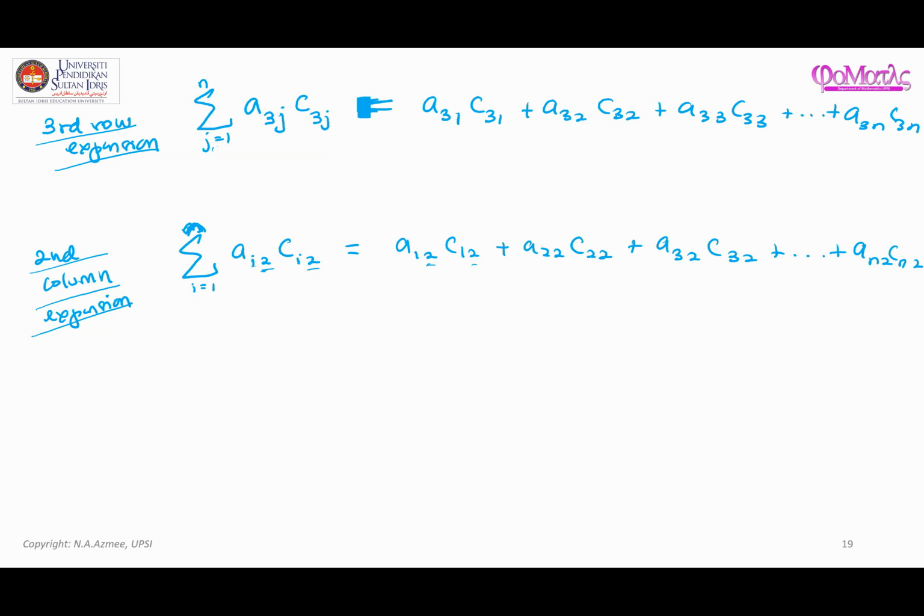Alright, so as a conclusion, how can you find the determinant of a matrix? So now, again, the conclusion.